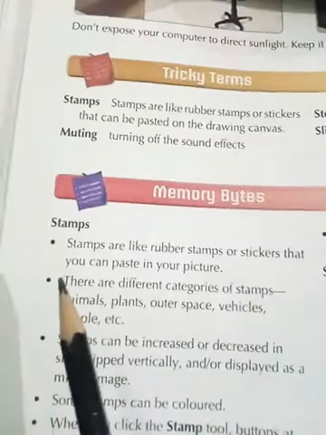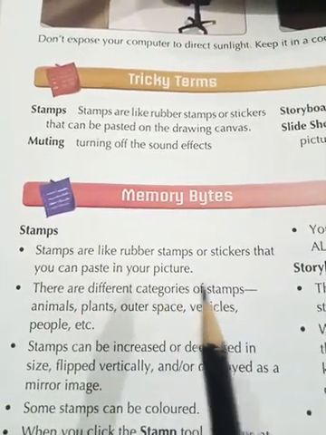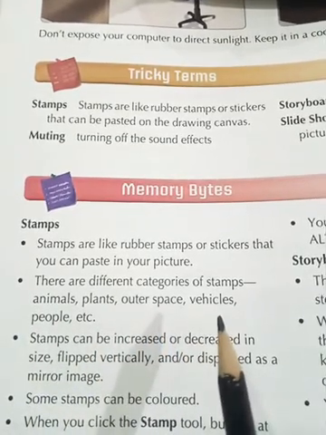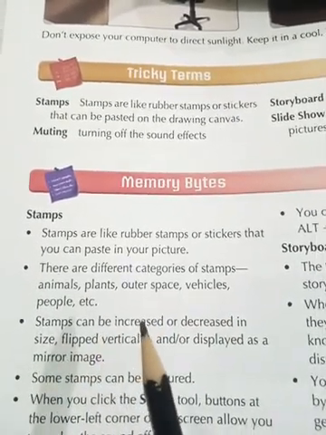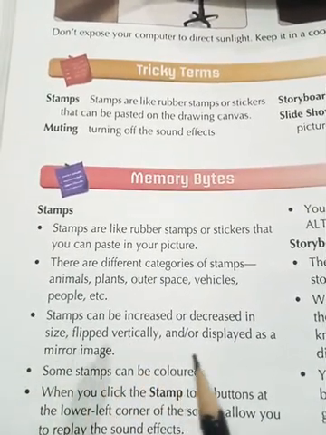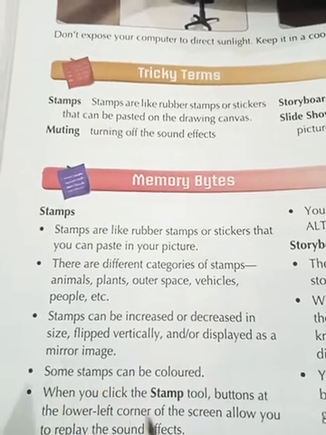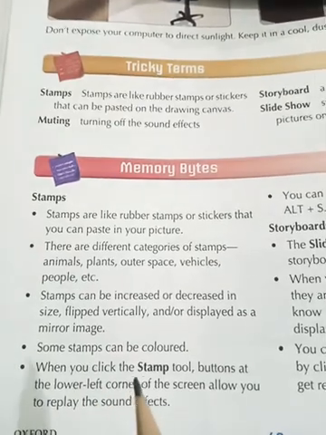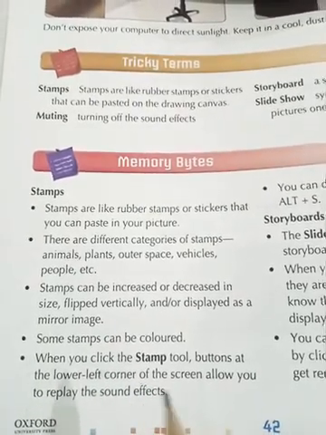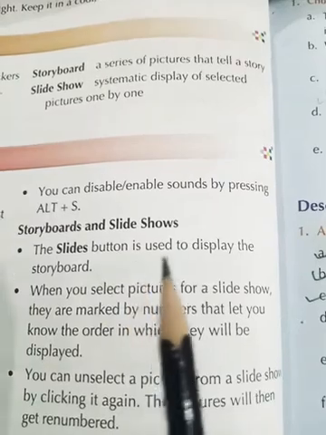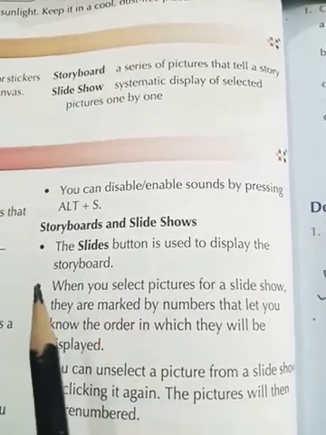Now these are the memory bytes. Stamps. Stamps are like rubber stamps or stickers that you can paste in your picture. There are different categories of stamps: animals, plants, outer space, vehicles, people, etc. Stamps can be increased or decreased in size, flipped vertically and or displayed as a mirror image. Some stamps can be colored. When you click the stamp tool, buttons at the lower left corner of the screen allow you to replay the sound effects. You can disable or enable sounds by pressing Alt+S.